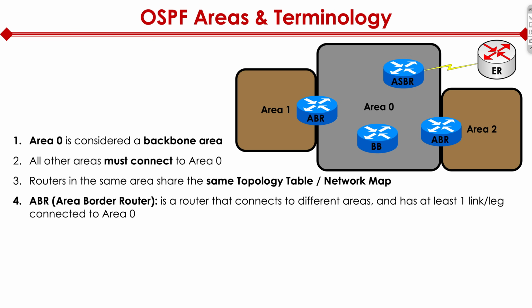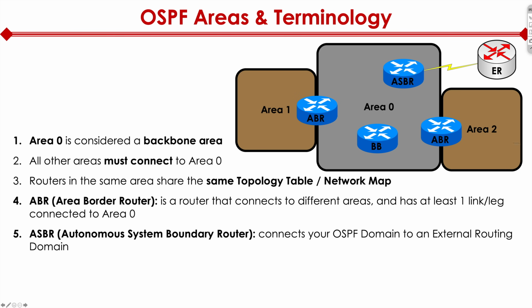ABR stands for Area Border Router. That's the router that sits at the border of the network and connects multiple areas together. If you look at, for example, this area border router right here, it has one leg into Area 1 and another leg into Area 0. If you look at this ABR right here, it has one leg into Area 2 and another leg into Area 0. So that's what makes these routers ABRs, or Area Border Routers.